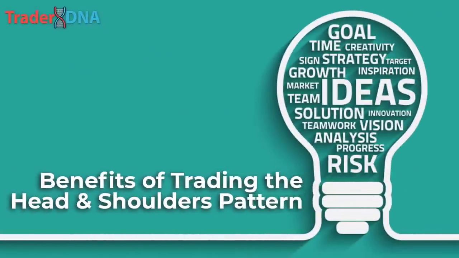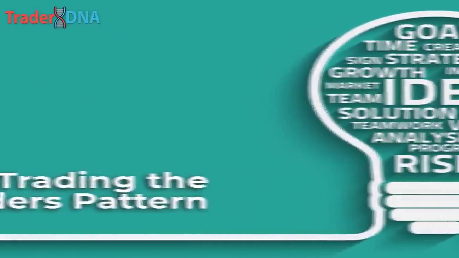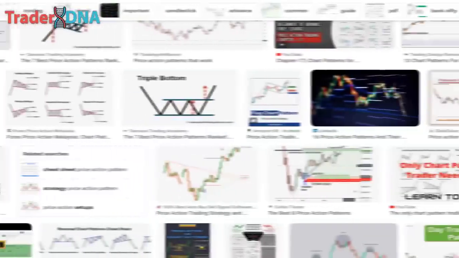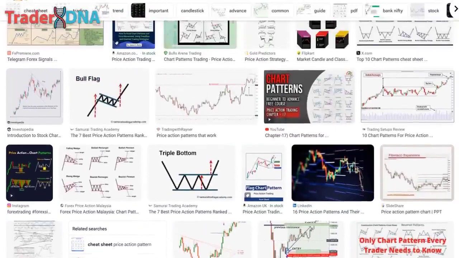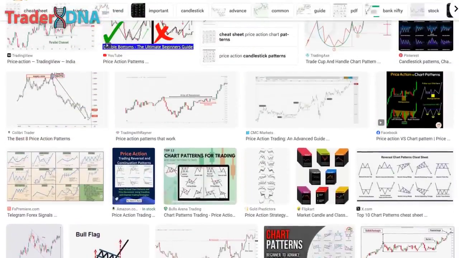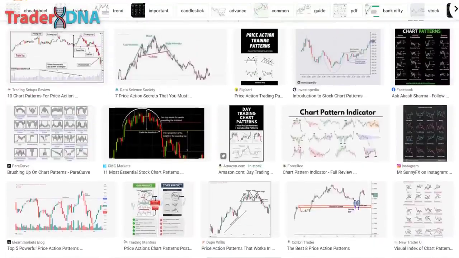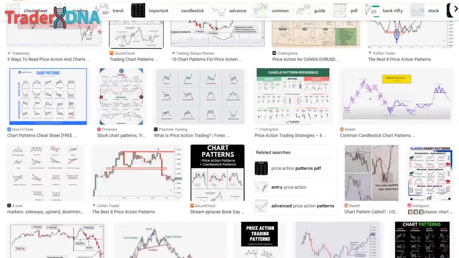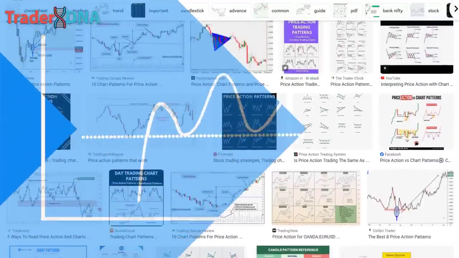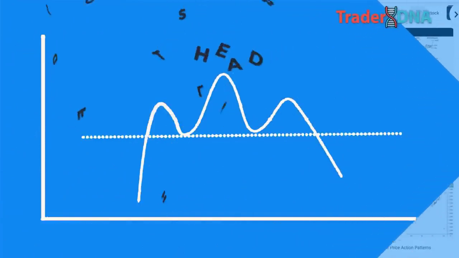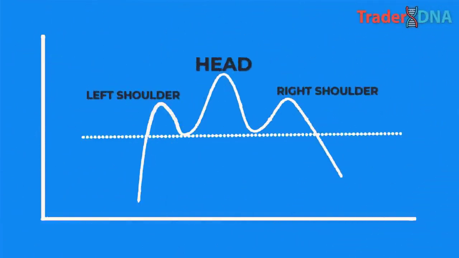Benefits of trading the head and shoulders pattern. If you've been exploring the market for a while, you may have studied various chart patterns. You might even be wondering which pattern to focus on. So, let me tell you that the smartest trading pattern is the one that stands out to you the most. It's the pattern that catches your eye and that you recognize. It could be the head and shoulders or a number of other patterns.